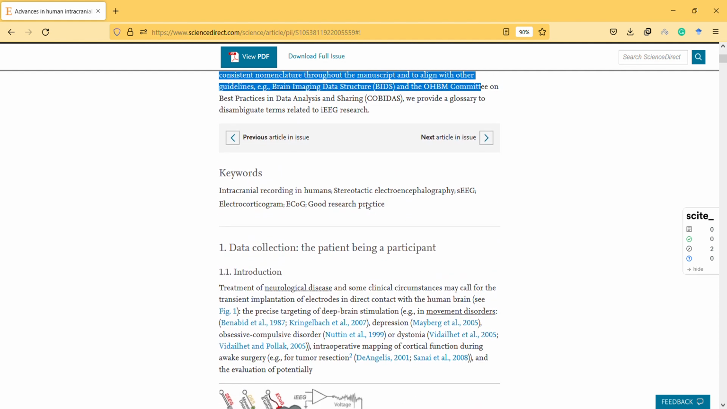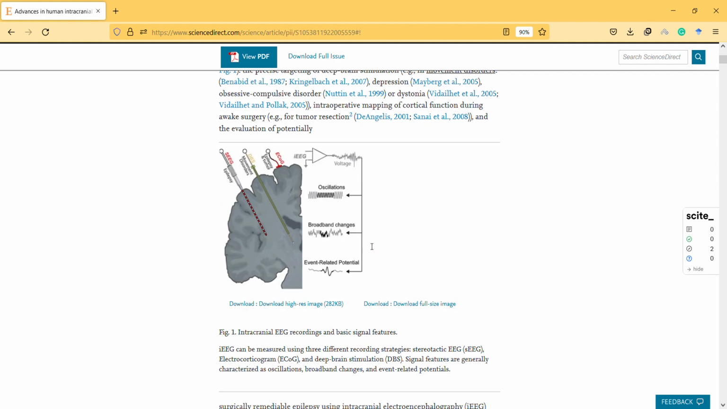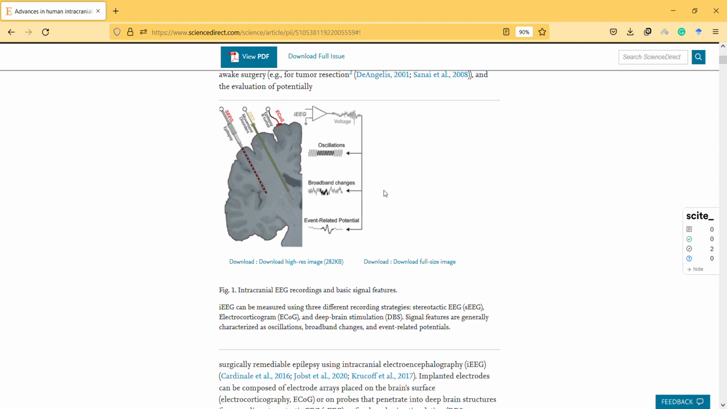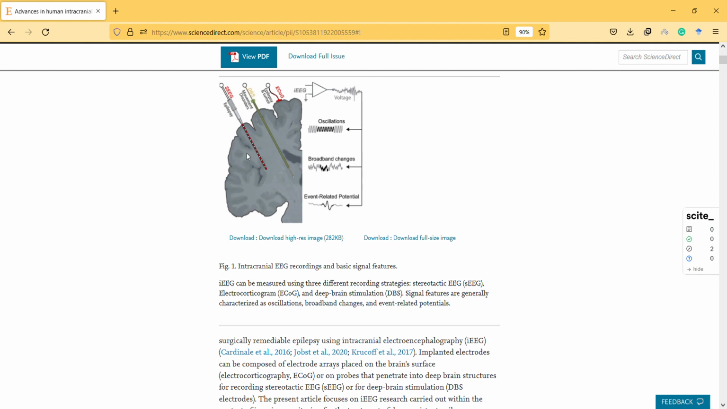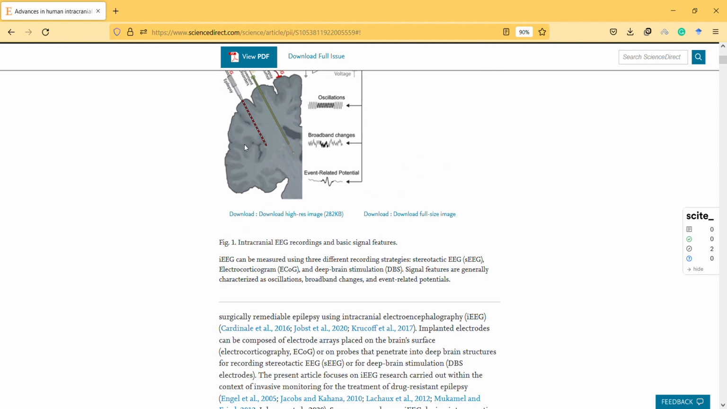So there are the introduction, the patients being a participant, and the figures to support. They mention DBS, which means deep brain stimulation, a method to improve movement disorders, I guess.